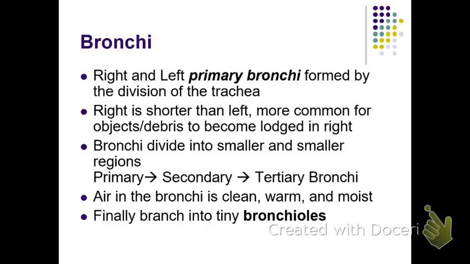Moving on into the bronchi, which protrude into the lungs, you have a left and a right primary bronchus. The right is shorter than the left, and because of how the trachea feeds into the right bronchus, it's more likely for objects or debris to be lodged in the right bronchus compared to the left.